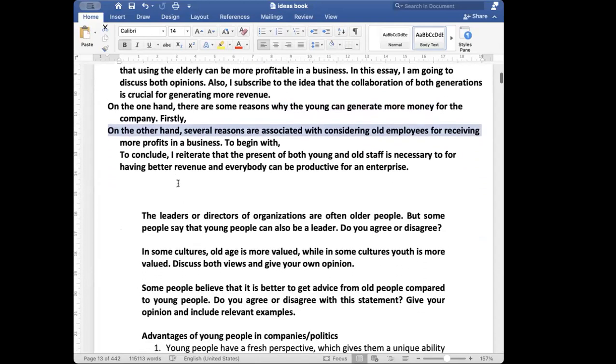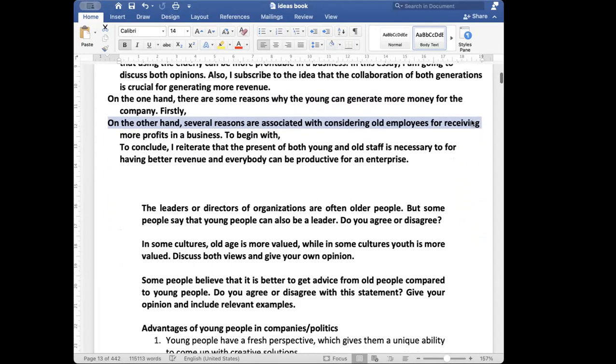To conclude, I reiterate that the presence of both young and old staff is necessary for having better revenue, and everybody can be productive for an enterprise. Good. This is it. You don't have to use that. Presence of both. Okay. Like that. Has anybody else put in the conclusion? Okay. Ujjwal has given the conclusion.